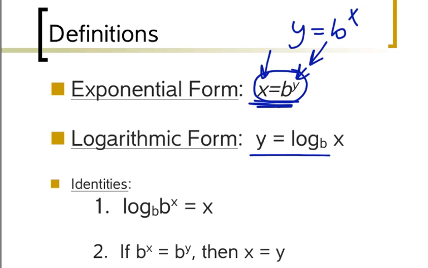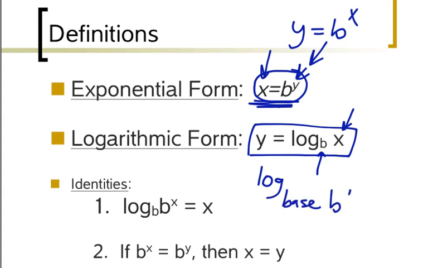And a logarithm is defined as being y equals log. You have a base, b, and x. Now the technical way of saying this is log base b, because the b is actually the base, of x. Okay, that's the way you say what you're looking at here, log base b of x.